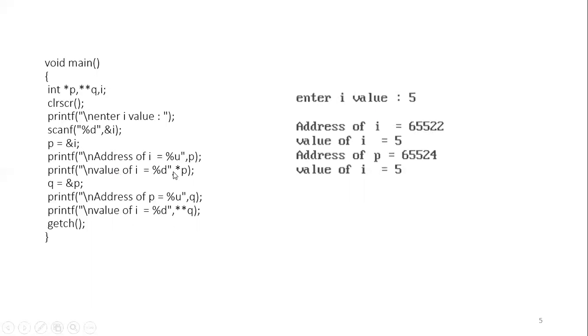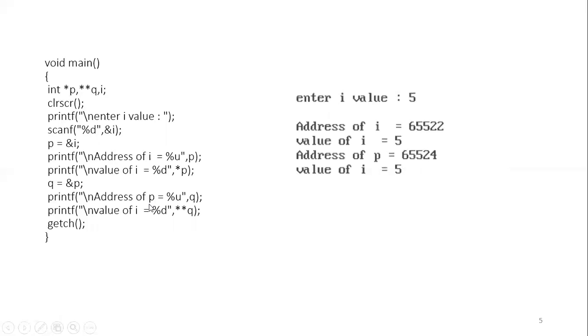Now the value of I is nothing but star p. Here I am accessing the value of I indirectly by using star p. Star p is also known as dereferencing a pointer. p is containing 65,522. Now the value at 65,522 is 5. Now q is equal to address of p. Here q is a pointer to pointer. q contains the address of a single pointer. A single pointer should contain the address of a normal variable.